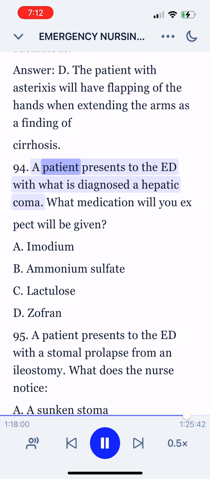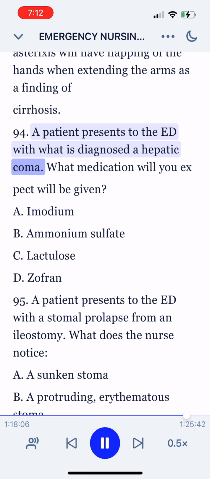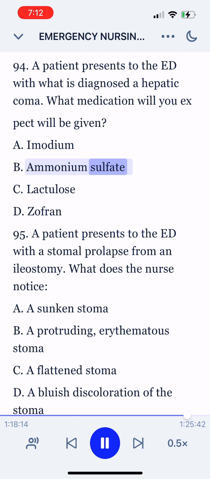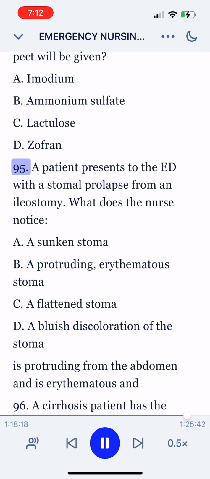94. A patient presents to the ED with what is diagnosed as hepatic coma. What medication will you expect will be given? A. Imodium. B. Ammonium sulfate. C. Lactulose. D. Zofran.